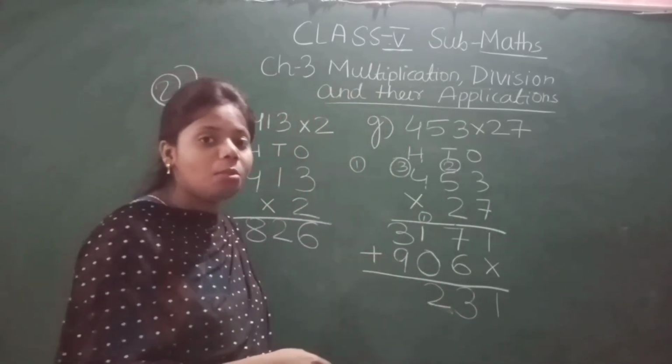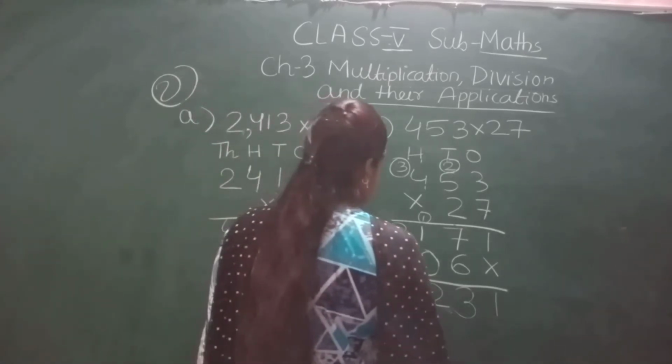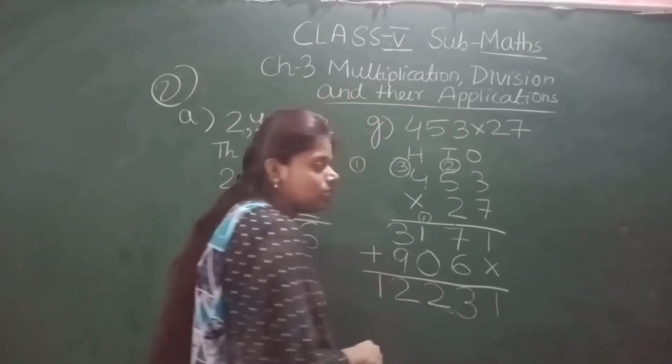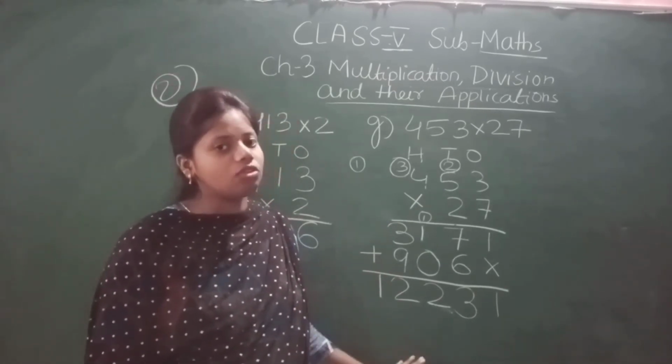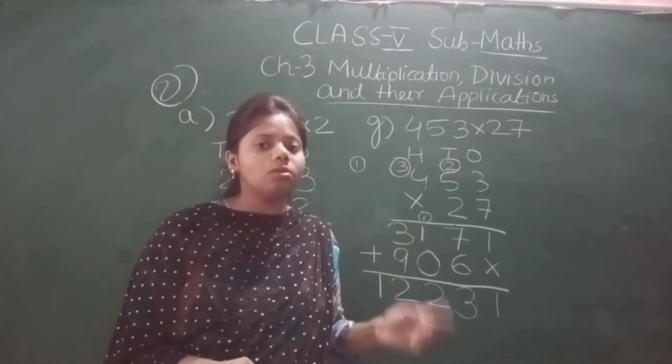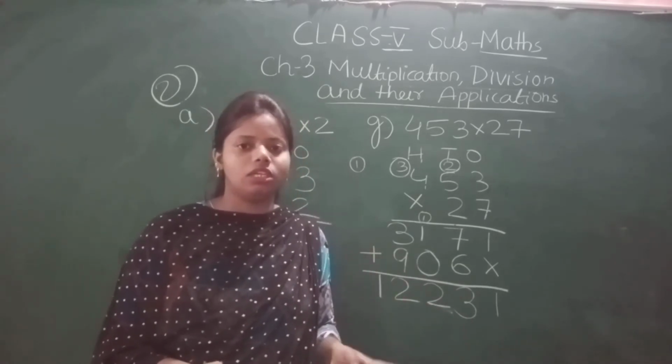3 plus 9 is how much? 12. So we have got the answer. Okay, so in this way you will multiply. One more I will do, the multiplication with a 3-digit number.